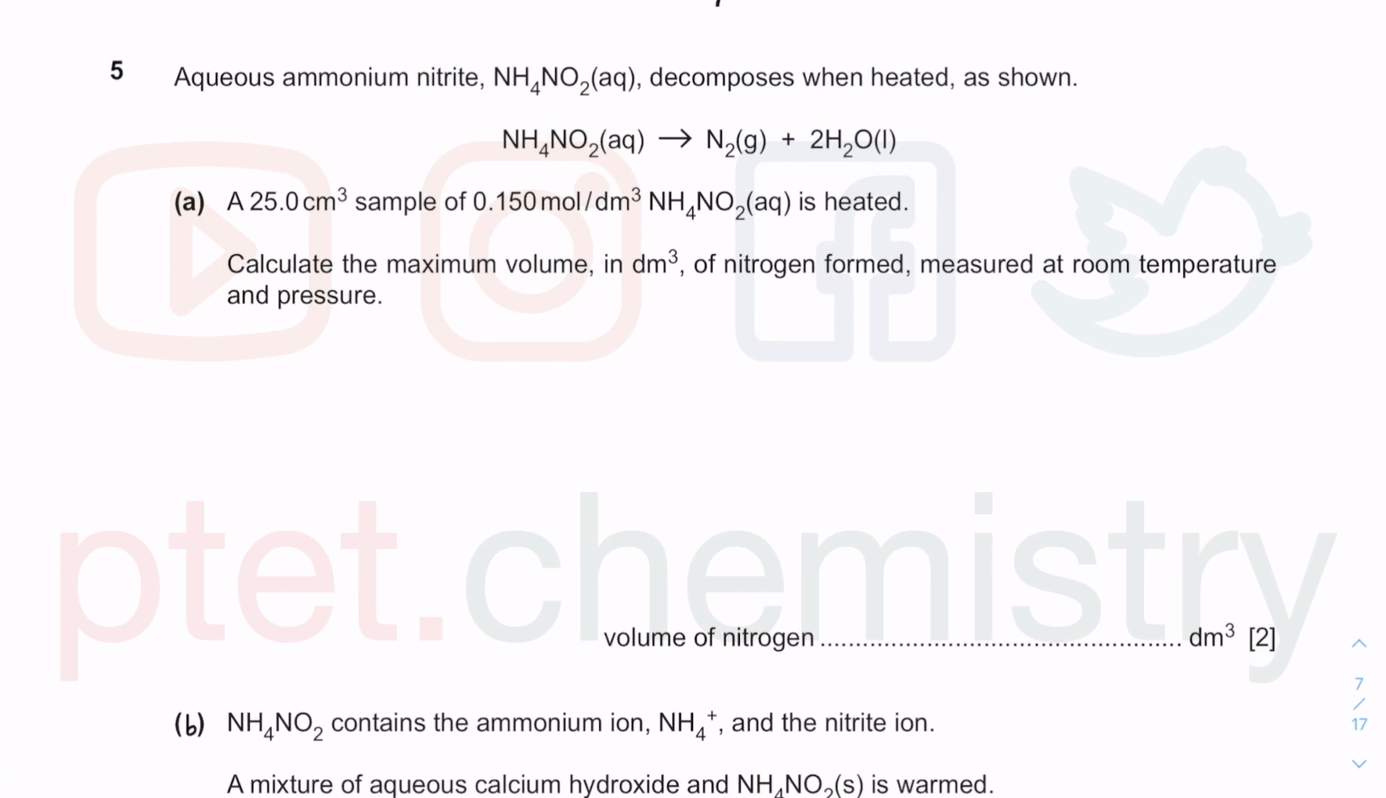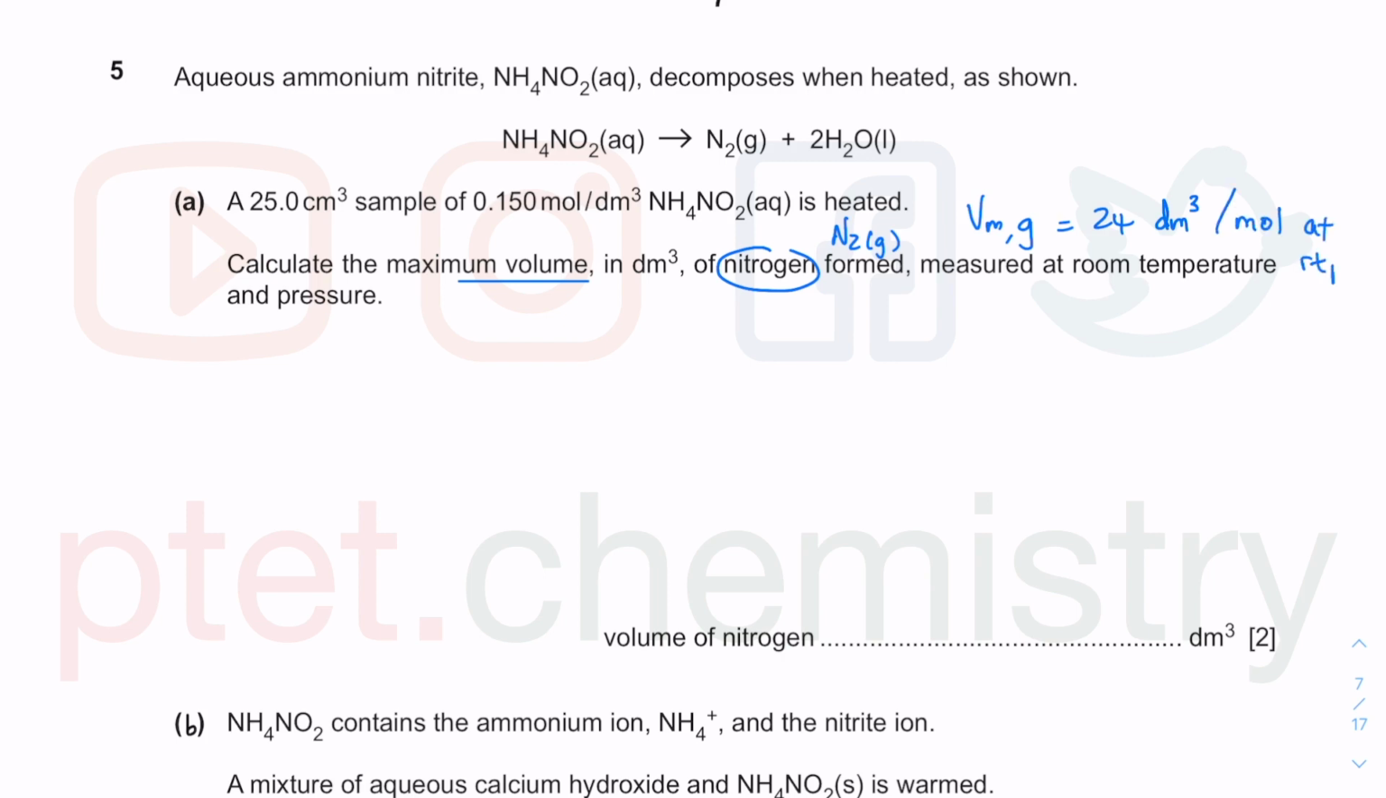Question 5 is straight onto mole calculations. So we have this equation here. We want the maximum volume of the gas. So nitrogen is a gas. So we have to use this molar gas volume, which is given in your periodic table. You should know anyway, 24 dm cubed for any 1 mole of a gas.